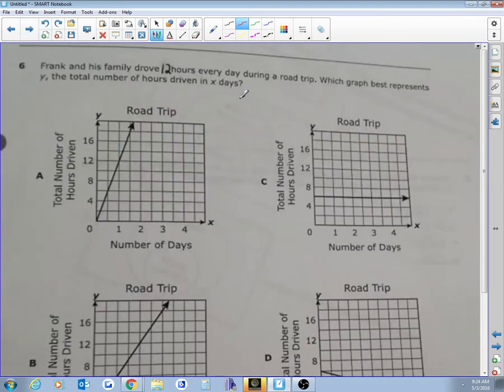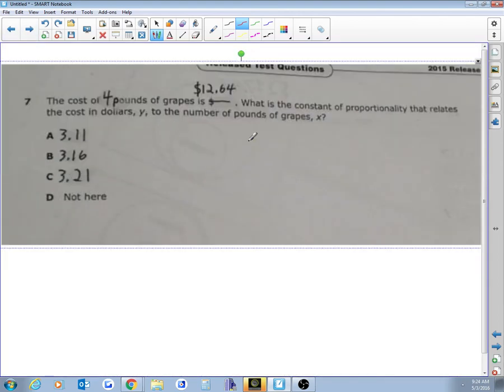Next one, 12 hours every day. So one day, 12 hours. 2 days would be 24 hours. 0 days would be 0 hours. So that's that one.